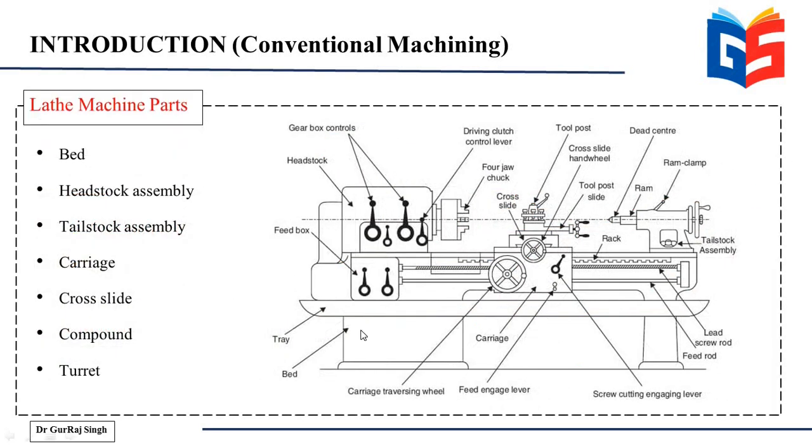So here the parts have been mentioned. You have a bed, you have a headstock assembly, then you have a tailstock assembly, you have a carriage, a cross slide. On top of the cross slide you have a compound rest, and then the tool holder is also referred to as the turret. So these are the important components of a lathe machine.